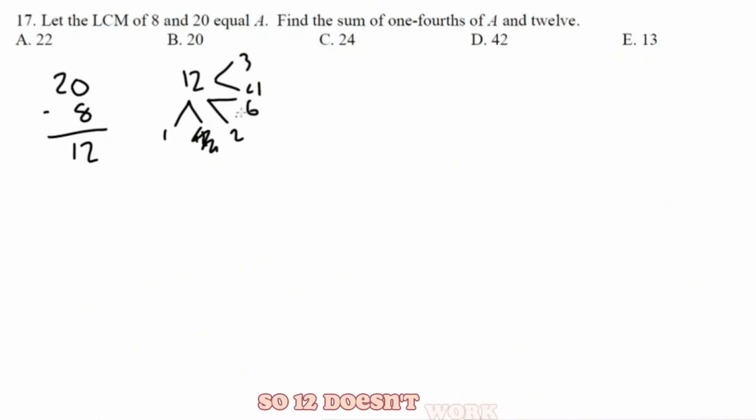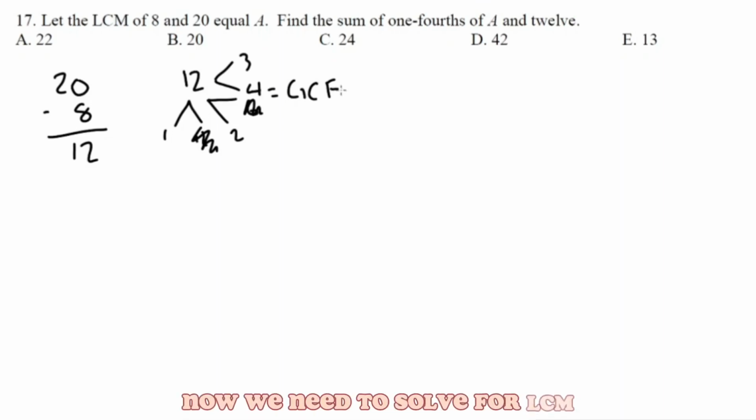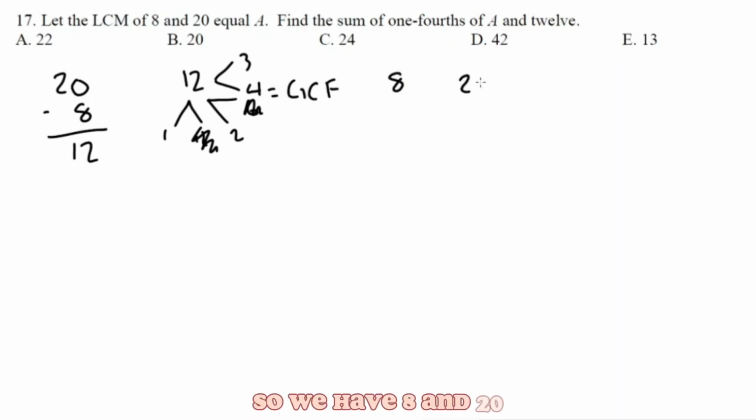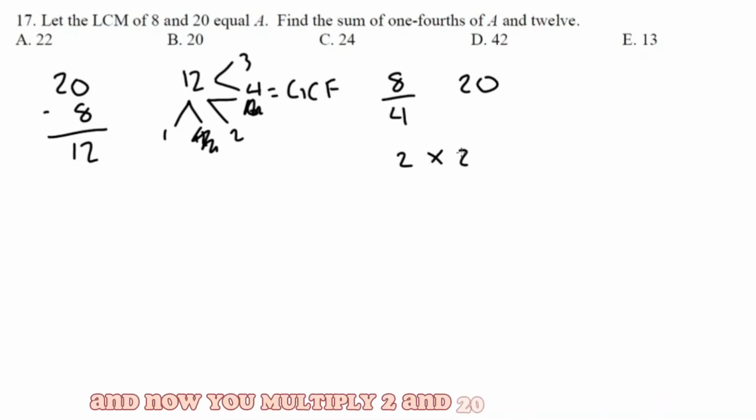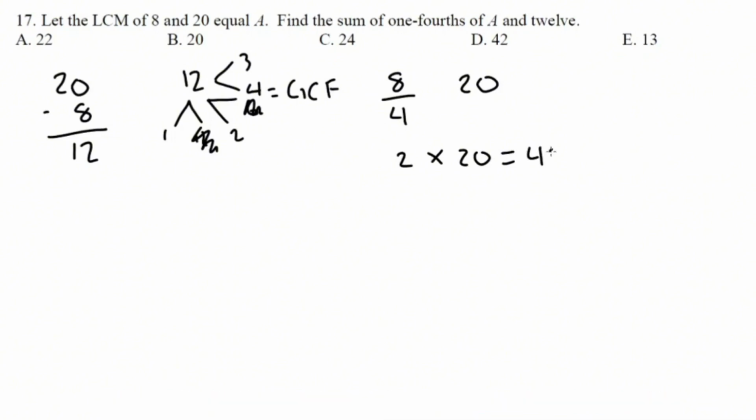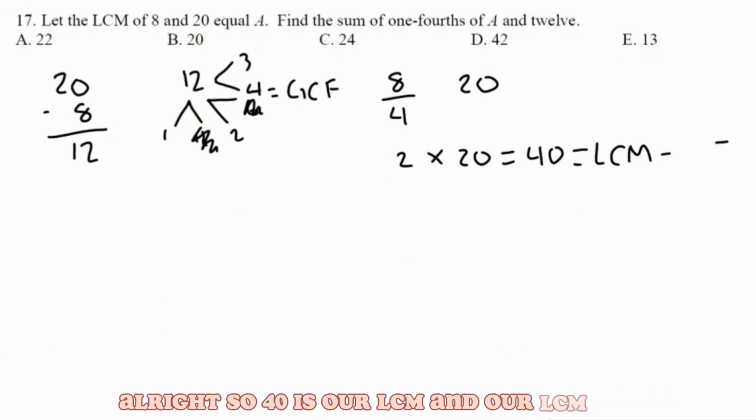So 12 doesn't work. 6 does not go into 8 or 20, so that doesn't work. 4 is the next biggest number. 4 goes into 8 twice, and 4 goes into 20 5 times. So 4 equals the GCF. Now we need to solve for LCM. So we have 8 and 20. If we divide 8 by the GCF, which is 4, we get 2. And now we multiply 2 and 20, and we get 40. Alright, so 40 is our LCM, and our LCM is A.